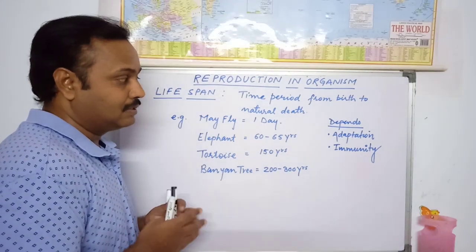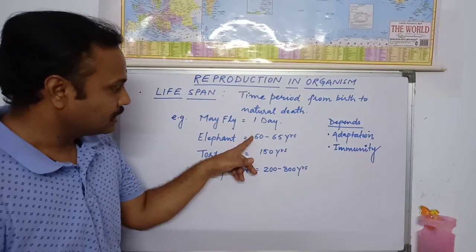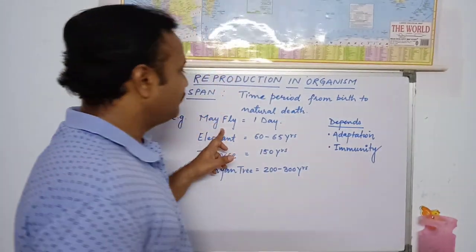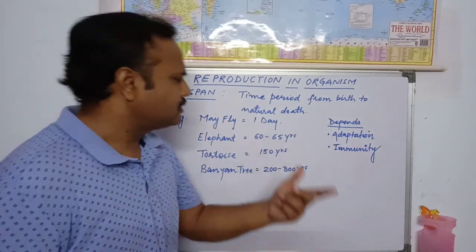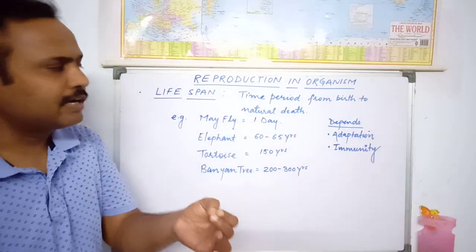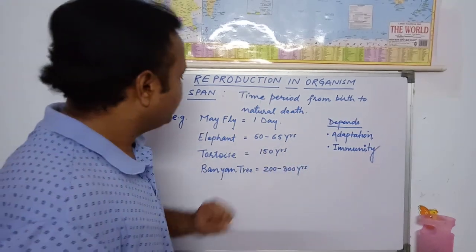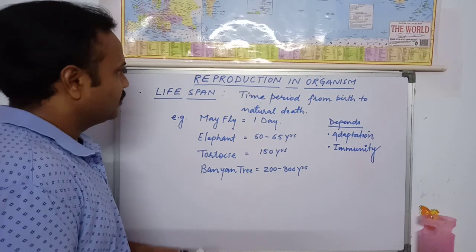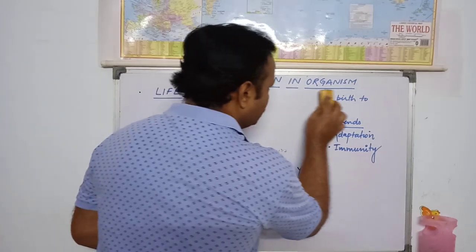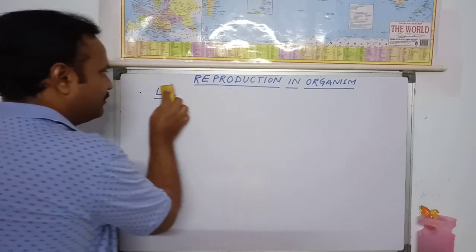But again, if you discuss the survival rate, in elephant it is 100% survival, while in mayfly or in tilapia fish, the survival rate is only 3 to 5%. So this all depends upon the adaptations, right? Now the another very interesting point related to the life span, that is life cycle.